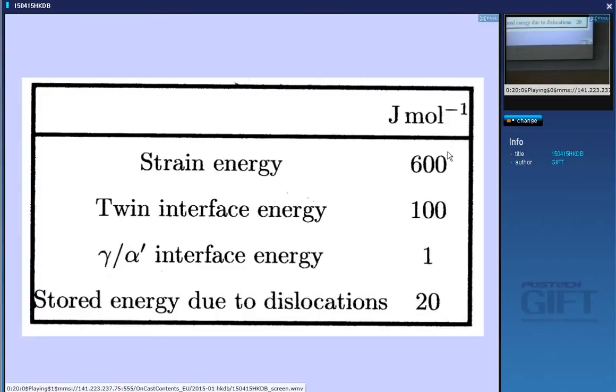Yeah? If you have twins inside the martensite, then you have to add a further term, which is due to the interfaces, the twin interfaces. And the surface area of the plate doesn't really contribute much, because the surface to volume ratio is very small when you have a large plate. And then you might have some dislocations which add additional energy. So if you add all this up, it's about 700 joules per mole.